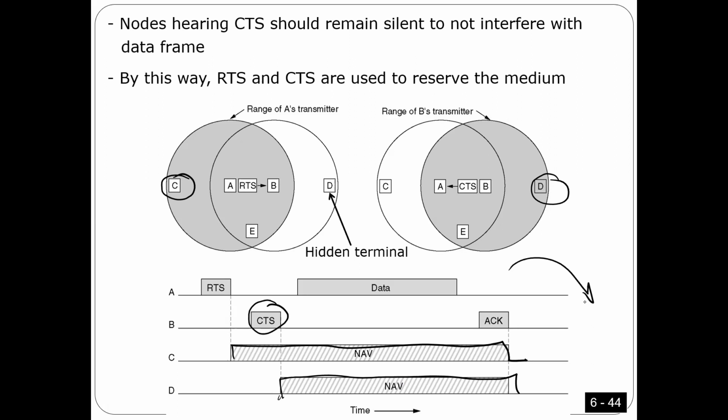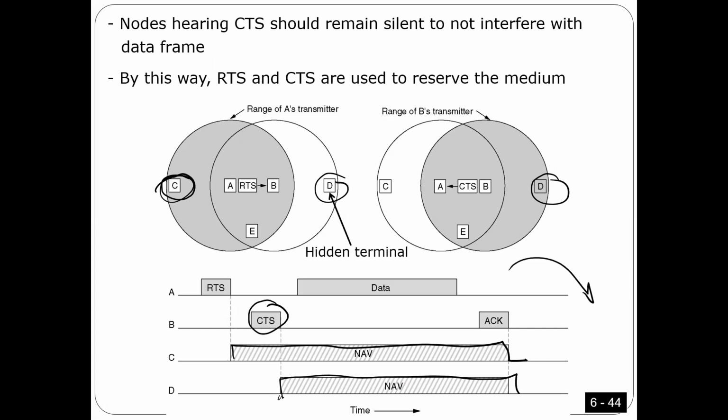Not send another RTS to the other neighbors. They will just wait. Which one? C and D? No, wait a second. This is a very good question. Look what I'm going to say.